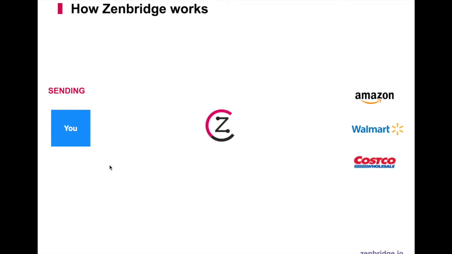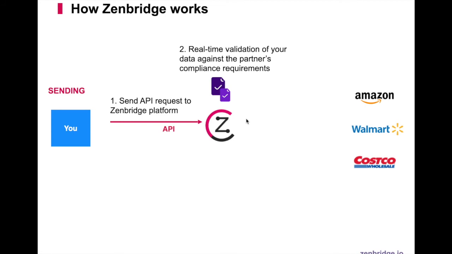We'll take a look at how sending works. So let's say you have to send a purchase order to your trading partner. All you have to do is fire a JSON request to our platform. We will validate your request against your partner's compliance requirements. If everything is fine, that gets converted into EDI and gets sent to your partner. But if you are sending a non-compliant request, we immediately reject your request, so you could course correct yourself. So that's how sending works.